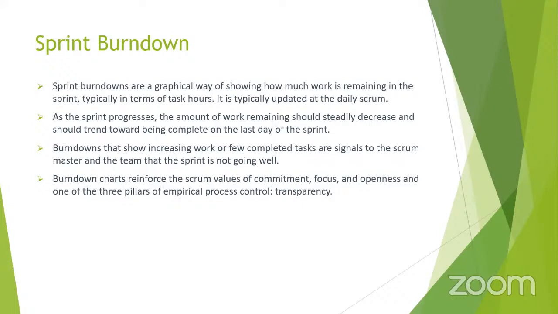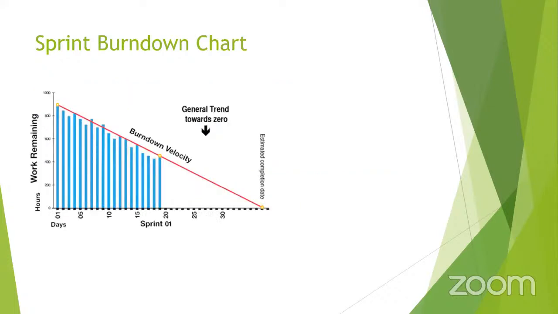So what's the use of burn down charts? It mainly gives the values of commitment, focus, and openness, and it provides transparency to the customer. This is how a typical sprint burn down chart looks. Generally, we have the sprint on the x-axis and the work remaining on the y-axis. When we start, it will be at the top level. But once we start delivering the tasks, it will eventually come to 0.